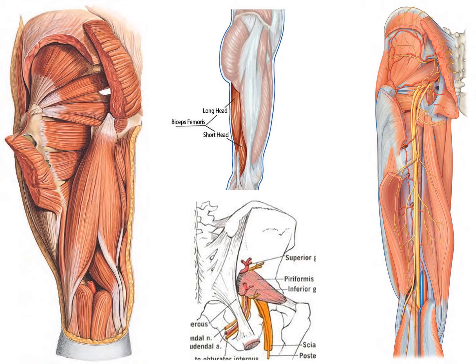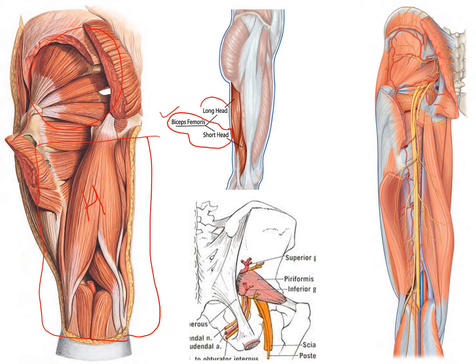If you see here, these are the muscles of the gluteal region and this is the back of the thigh. So the muscles present here are mainly called hamstring muscles. And there is also something called the short head of biceps femoris, which is not a hamstring muscle. You already know that biceps femoris has two heads, long head and short head. Long head is a hamstring muscle, whereas short head is not a hamstring muscle. We will be discussing it later.